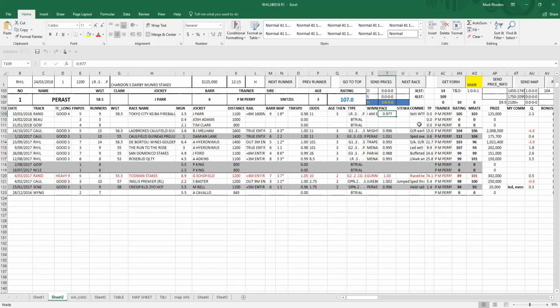That's quite quick. And you can see back here in October when he won the Guineas Prelude down at Caulfield, he raced on the speed and the pace of that was 1.03, which is a slow pace. So he was that day up on the speed and a slow pace, and obviously got his chance to do his best that day. Okay, all right.